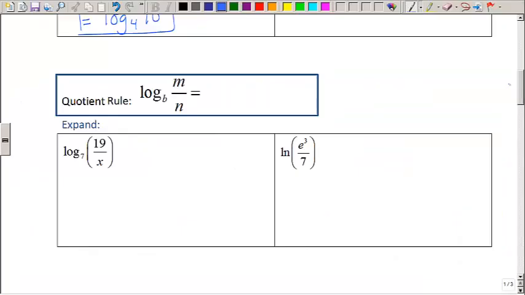Our next rule is the quotient rule. The quotient rule is very similar to the product rule, but instead of multiplying in my argument, I have a division in my argument. So therefore, when I break it up into 2 logs, it's not going to be the sum of logs, it's going to be the difference of logs. Log base b of m minus log base b of n. Again, some students say, where in the world did this come from?